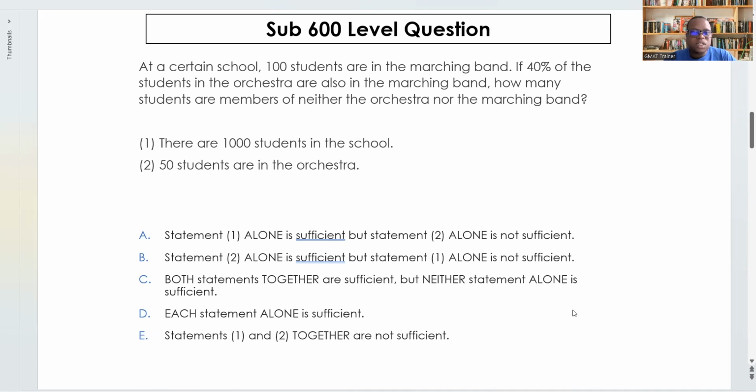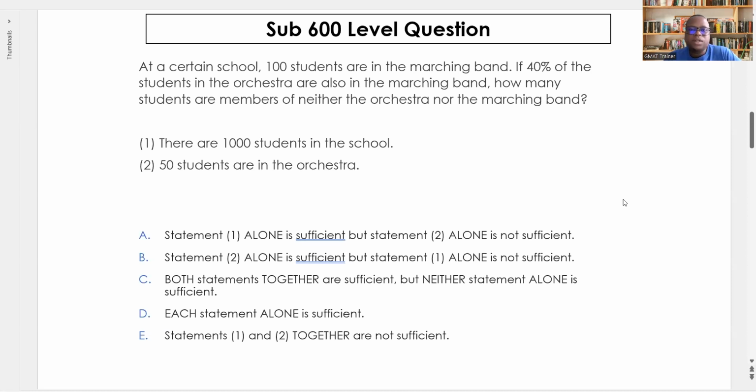You can pause the video, attempt this question, and then come back and look at how you can approach it together.